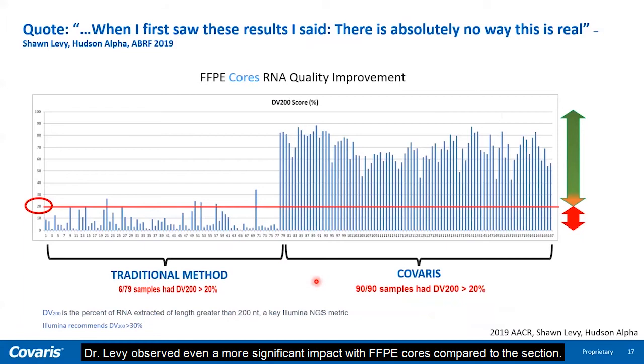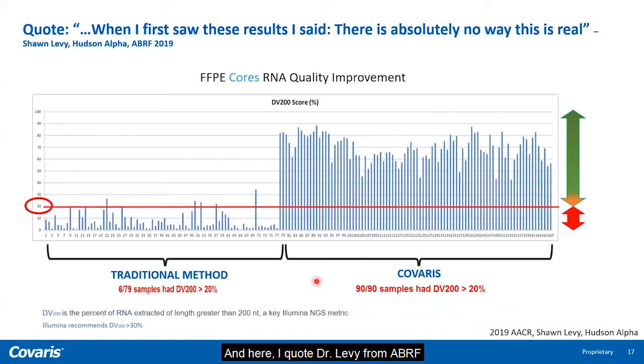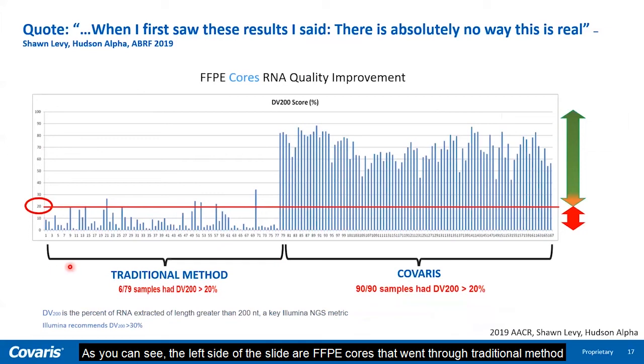Dr. Levy observed even a more significant impact with FFPE cores compared to the section. And here I quote Dr. Levy from AVRS: "When I first saw these results, I said, there is absolutely no way this is real." As you can see, the left side of the slide are FFPE cores that went through traditional method, and only 6 out of 79 samples had passing DV200 of greater than 20%.